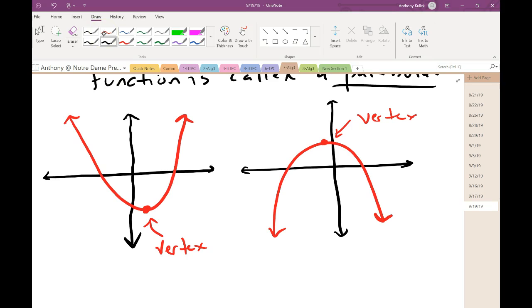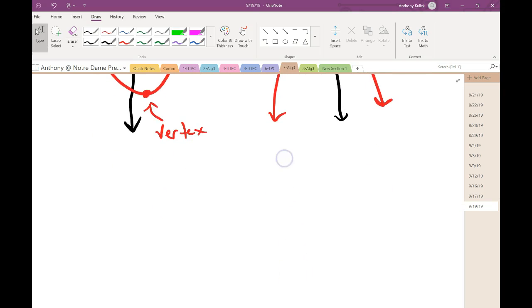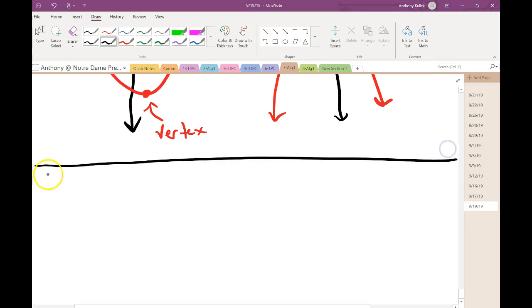We're often going to be interested in the vertex. It's going to be a necessary point for us to plot when we're graphing, and often will tell us a lot about a situation that can be described using a quadratic function. Oftentimes the vertex has some special meaning. If you're talking about a story problem, it's often the target of our story problem. Okay, so let's talk about how to find that vertex.